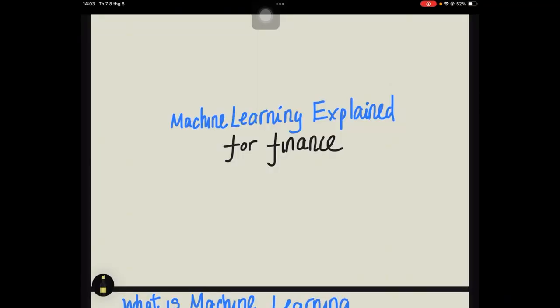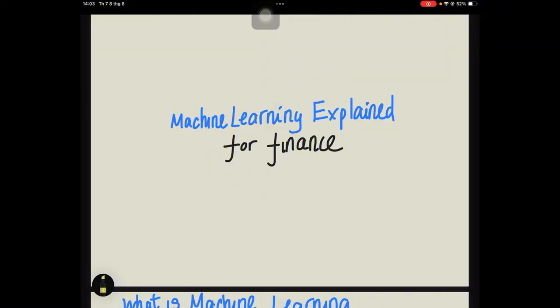Imagine you manage a fund with access to millions of pieces of financial data: stock prices, interest rates, inflation, company financial statements, news headlines, social media sentiment. Here's the question. Could a computer discover profitable investment patterns that humans simply cannot see?